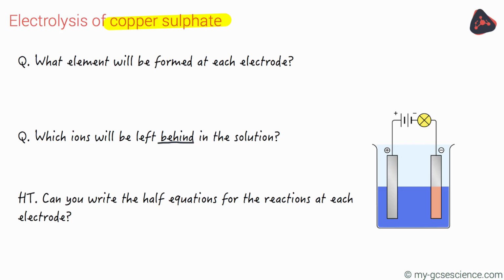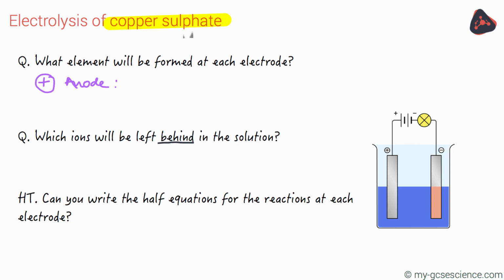So to answer the first question, it's important that you're clear what is formed at which electrode. So make sure you name the electrode as well as the element. So if we start with a positive electrode, you could say positive electrode, or you could call it the anode. We're going to have the negative ion forming an element.